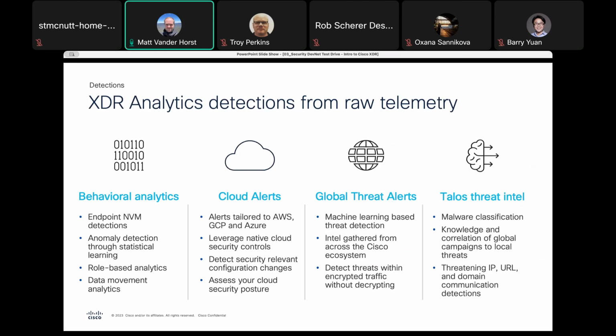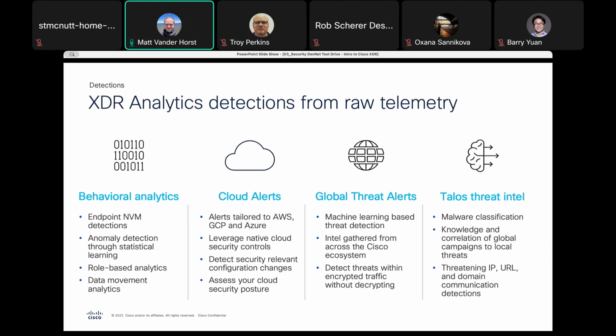So we have XDR Analytics, which is our data warehouse where these different raw pieces of telemetry can go. And as things go in and out of this data warehouse, we can apply any number of different types of analytics to the data to generate detections. So obviously, behavioral, looking for anomalies, looking for data movement in suspicious ways, looking for things behaving strangely from endpoints, using network visibility module detections from Cisco Secure Client. There's a bunch of different ways we can do that.